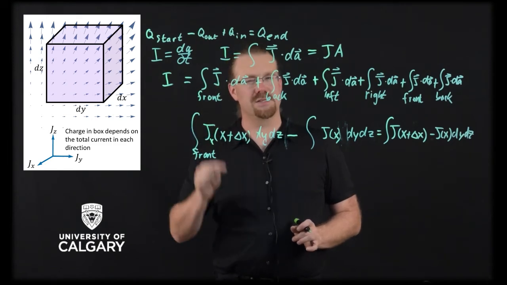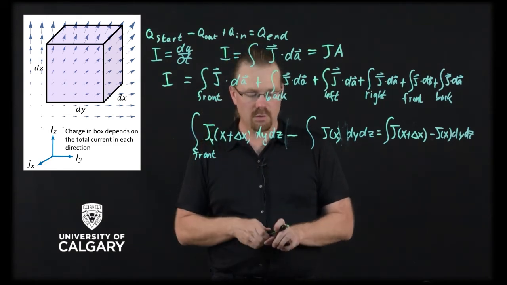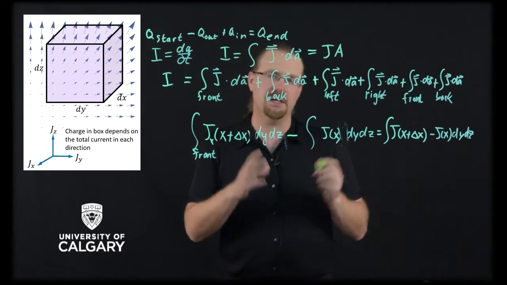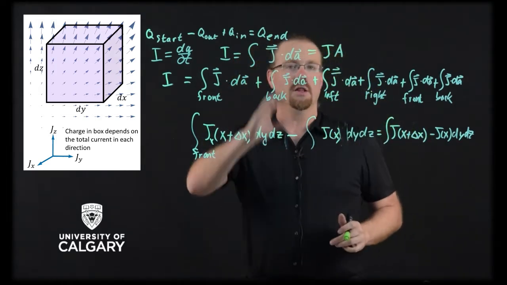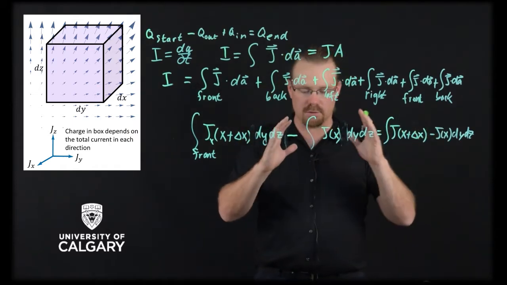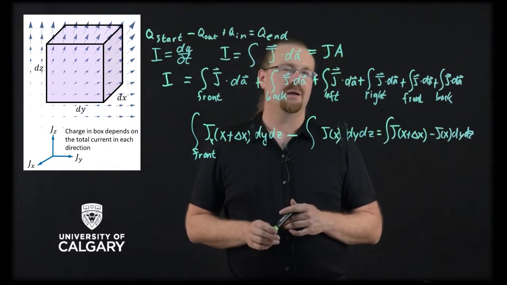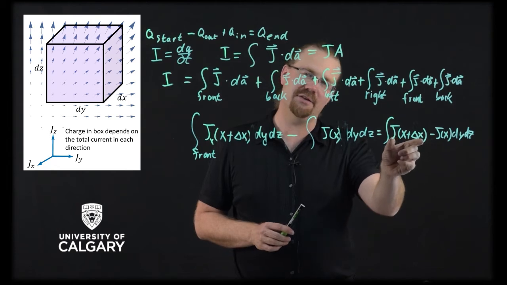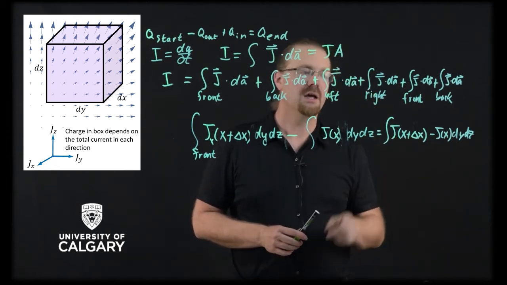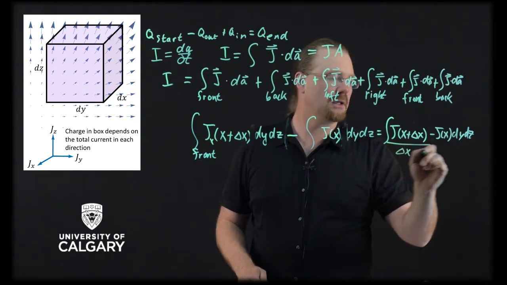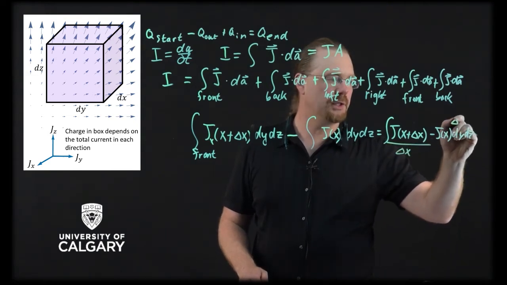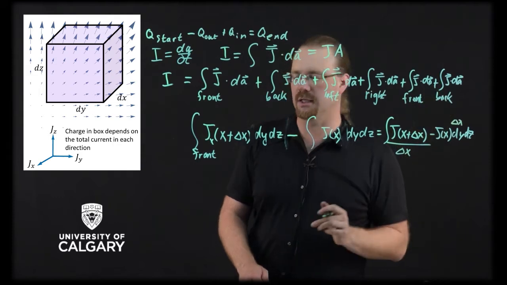Well, j of x plus delta x minus j of x should remind us of something, especially if we were to take our volume and make it smaller and smaller and smaller. That's a derivative, especially if we wind up dividing this by delta x and putting a delta x over here as well. So delta x on the bottom, delta x on the top.